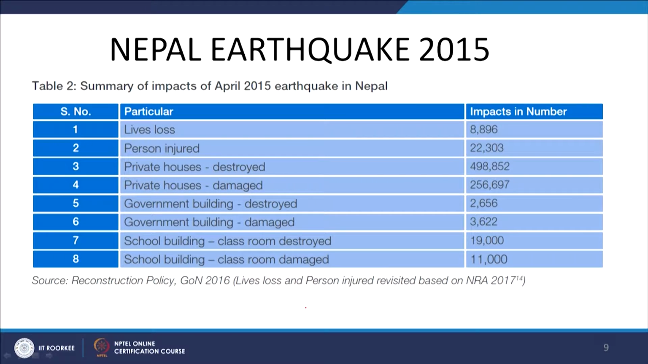The summary of the impacts: 8,896 lives have been lost and almost 22,000 people have been injured, and nearly 5 lakh private houses have been destroyed, and about 2 lakh private houses have been damaged. Public properties like government buildings, about 2,656, have been destroyed, and more than 3,000 have been damaged.